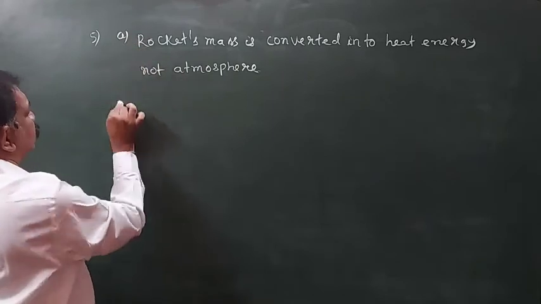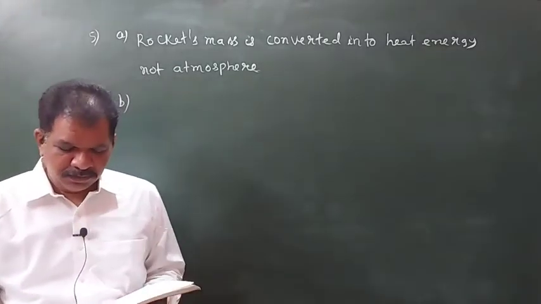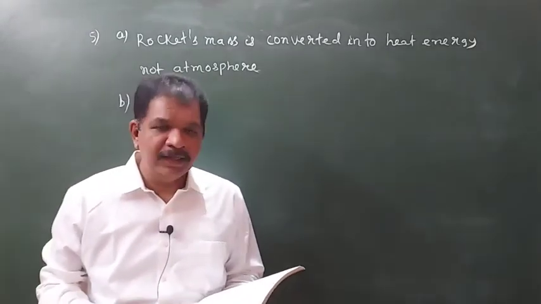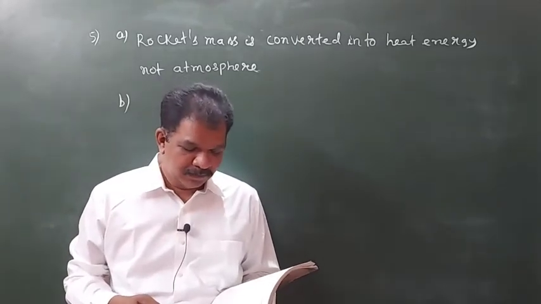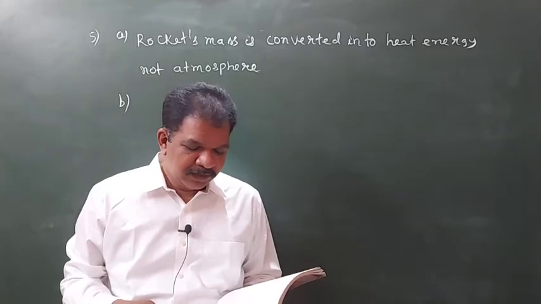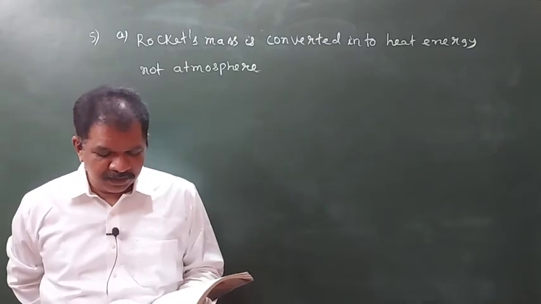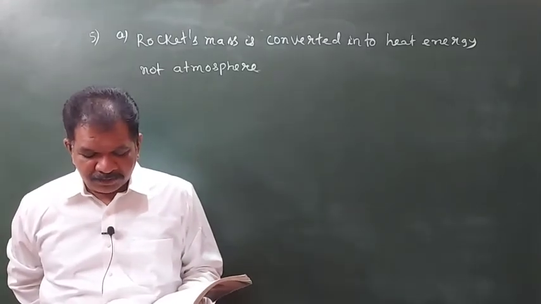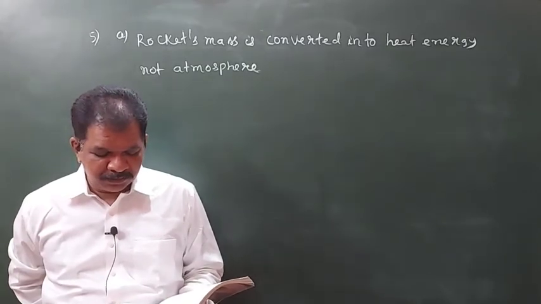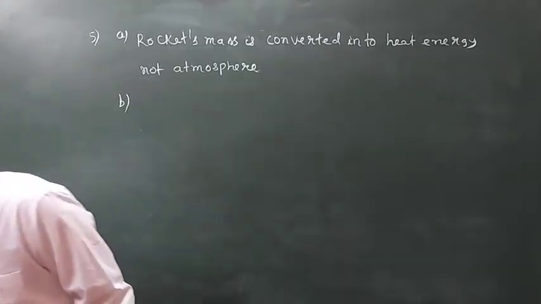Okay, this is A. Next, B. Comets move around the sun in highly elliptical orbits. The gravitational force on the comet due to the sun is not normal to the comet's velocity in general, yet the work done by the gravitational force over every complete cycle of orbit of the comet is 0. Why?